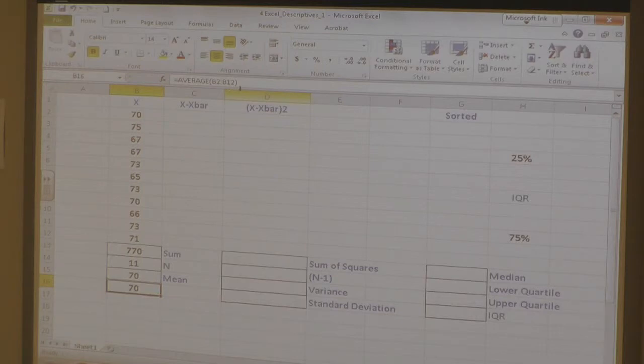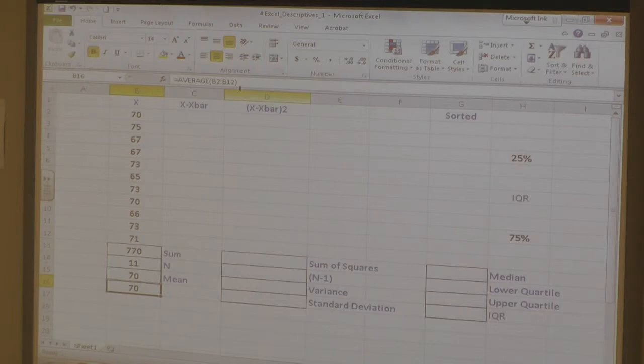Okay, well that's great. Now I have an idea of where the middle of this grouping is, where the middle of this data is. It's 70. Now I want to get an idea of how spread out it is. Well, one of the ways that I might describe how spread out it is, I might say, well, how far are the individual values from the mean?